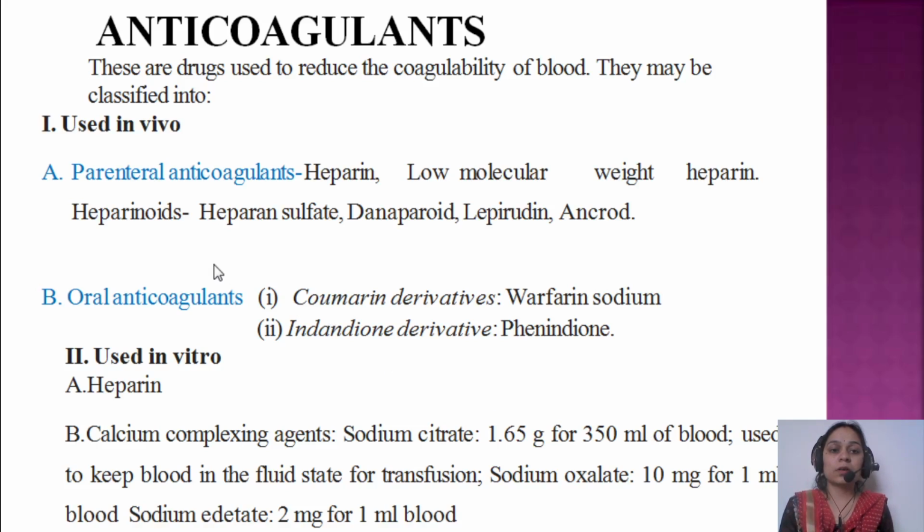Anticoagulants. Anticoagulants are drugs which are used to reduce the coagulation of blood. Now, classification of anticoagulants used in vivo. Parenteral anticoagulants: heparin, low molecular weight heparin, heparan sulfate, danaparoid. Second is oral anticoagulants: coumarin derivatives, drug is warfarin sodium. And second one is indandione derivative, drug is phenindione.